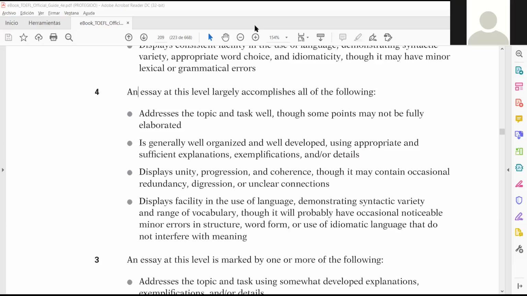Displays facility in the use of language, demonstrating syntactic variety and a range of vocabulary, though it will probably have occasionally noticeable minor errors in structure, word form, or use of idiomatic language that do not interfere with the meaning.